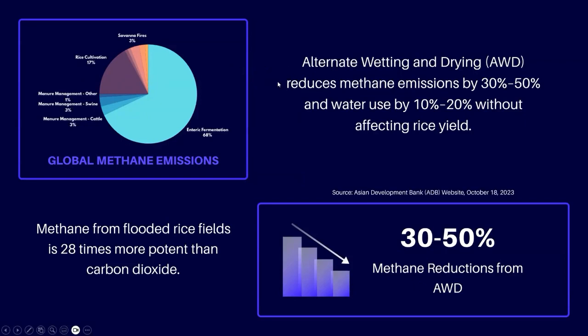Then we also have a reduction in methane emissions by 30 to 50% when we're looking at alternate wetting and drying. And we're also decreasing water use by 10 to 20% without affecting the rice yields. And as mentioned before, methane from flooded rice fields is 28 times more potent than carbon dioxide. So again, it's really important to look at methane when we're considering how we could reduce emissions.